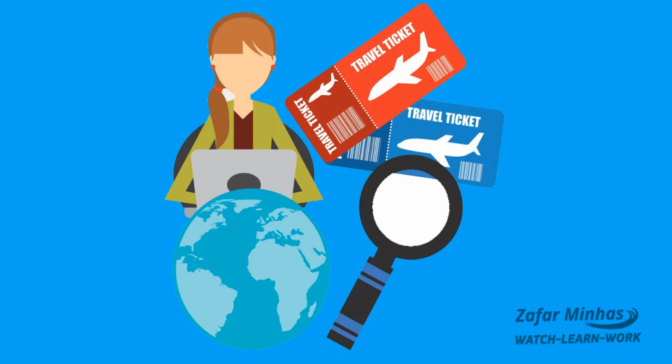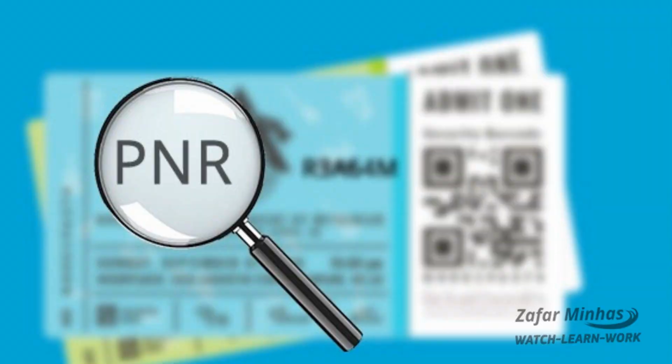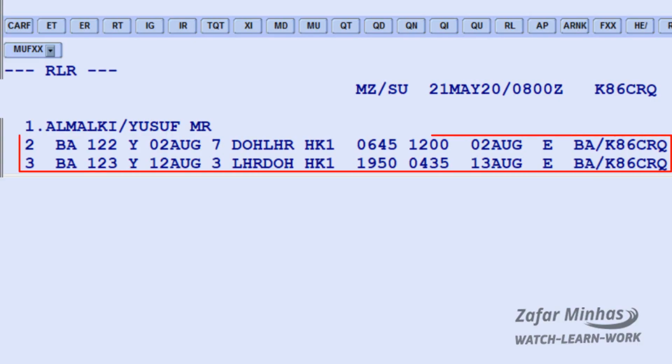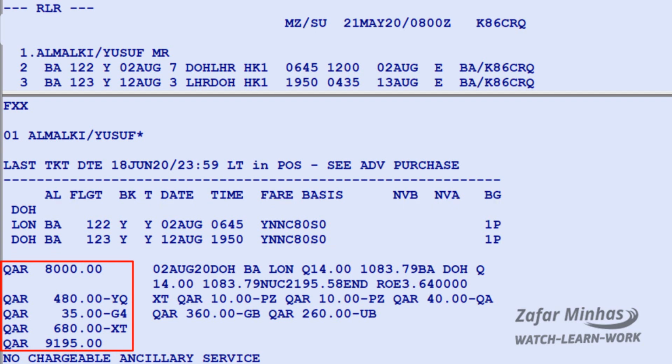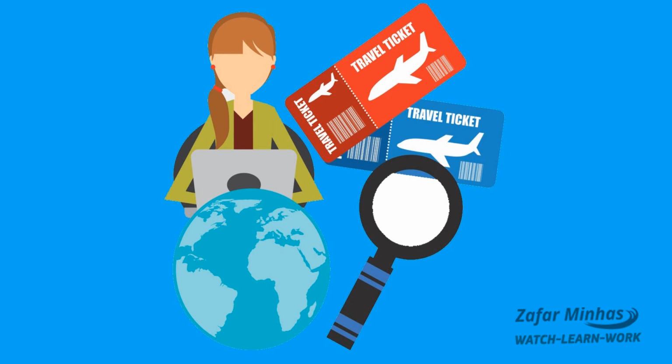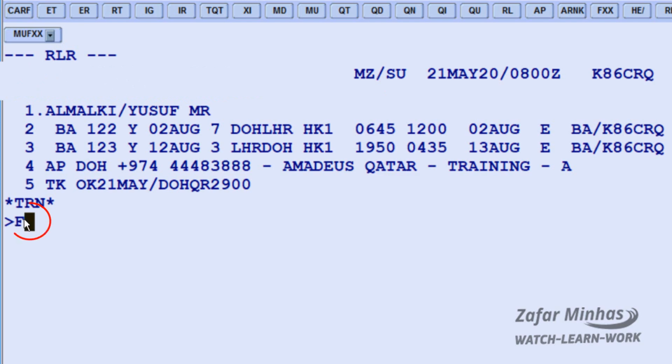We can also search flight and fare recommendation for a booked itinerary or an active PNR. For example, an itinerary is booked from Doha to London Heathrow departing on 2nd August. The current booked itinerary is 9,195 Qatari riyals. Now we need to search cheaper fares and recommendation for the booked itinerary. To do that, enter FXC Master Pricer Expert transaction, enter.